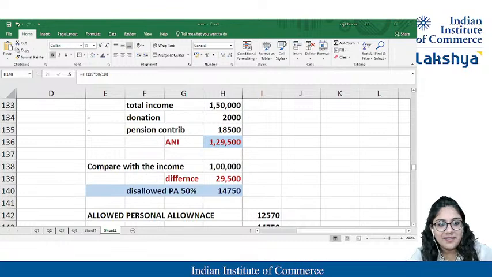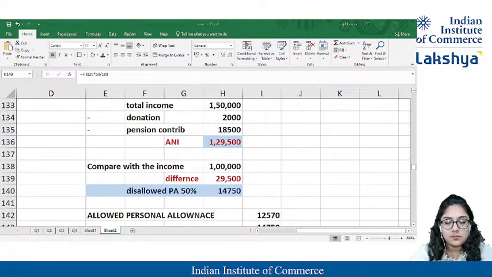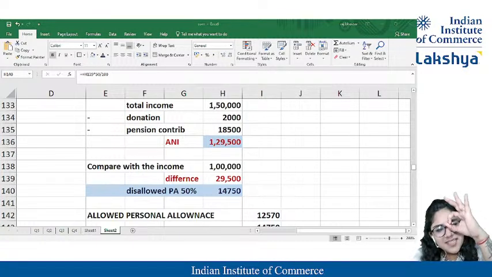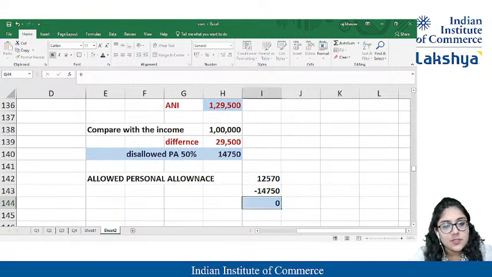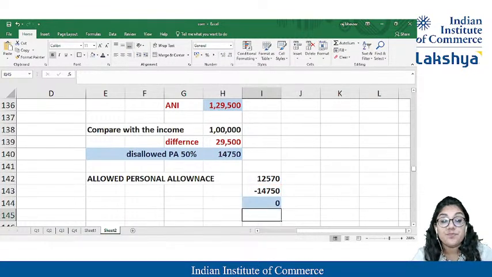What was your allowable limit? Only 12,570. And you are telling me this much is not allowed. That means how much will be allowed? 0. Can I go negative? No, you cannot go negative. So it will be restricted to 0. Now it is not allowed.